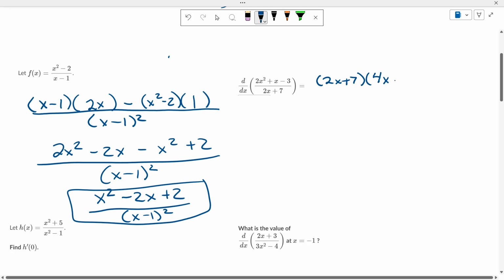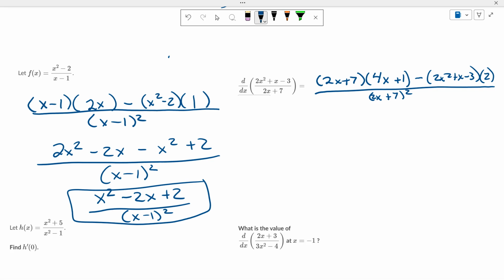4x plus 1, minus the numerator, 2x squared plus x minus 3, times the first derivative of the denominator, which is 2, over 2x plus 7 quantity squared. So the denominator you don't mess with. You just leave it as that. But the numerator, you don't leave it like that. You got to distribute, solve, or not solve, but simplify.